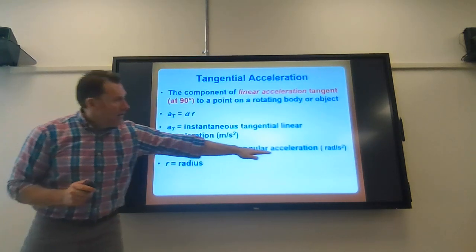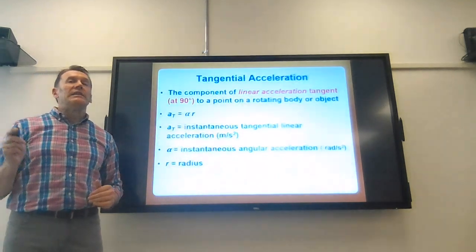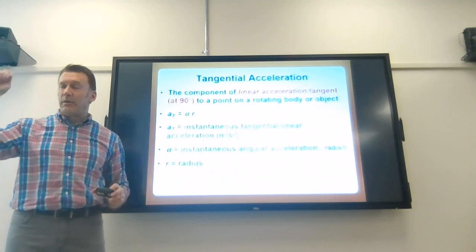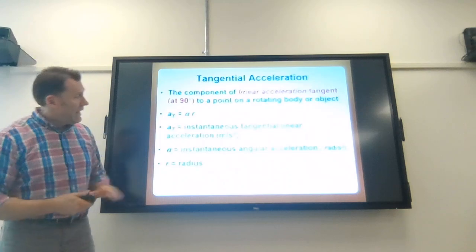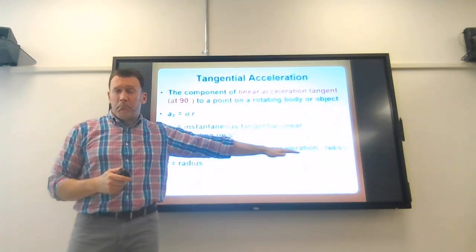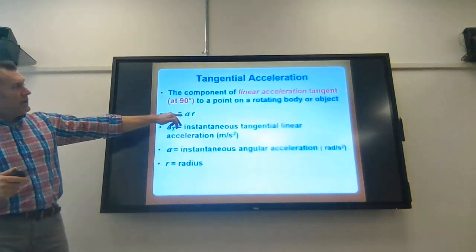First thing is the angular acceleration. So how fast an object or body is spinning. Okay, so if I put a weight on a string and I'm rotating it like this, it's going to have a certain amount of acceleration. Okay? So that's the first thing, angular acceleration.